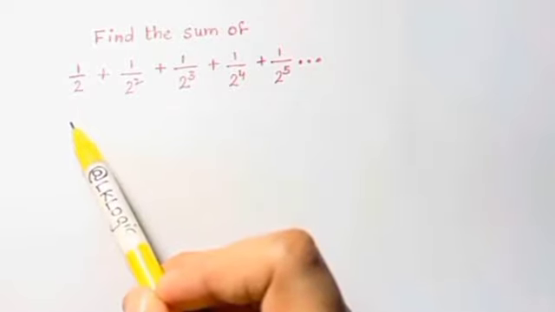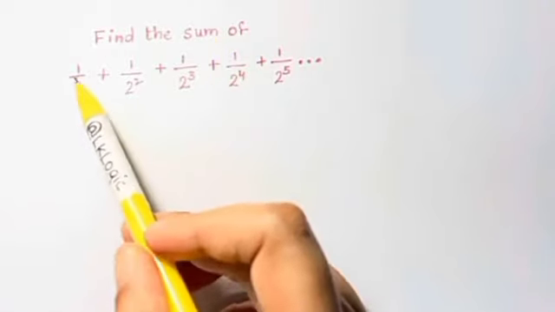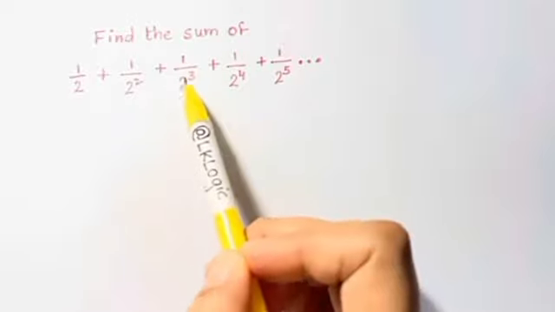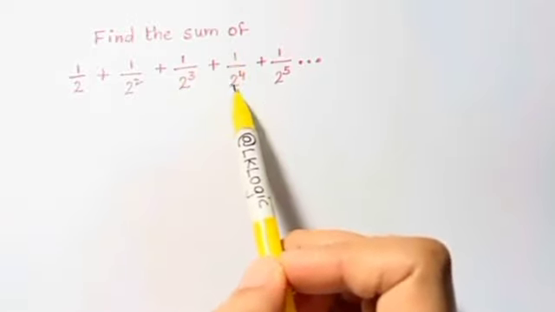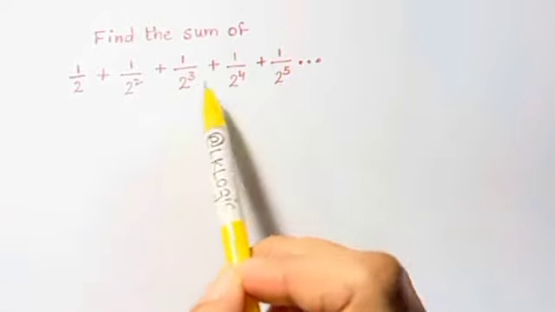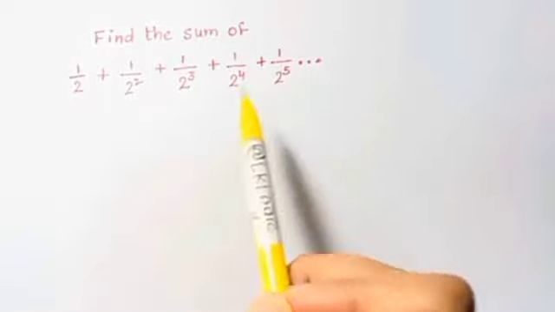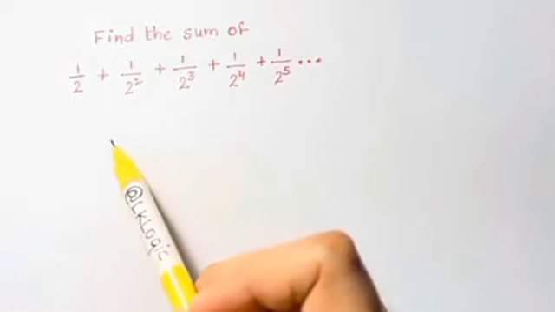I have an interesting problem for you all. Find the sum of 1 over 2 plus 1 over 2 squared plus 1 over 2 cubed plus 1 over 2 to the 4 plus 1 over 2 to the 5 and so on. It continues. It is equal to what?